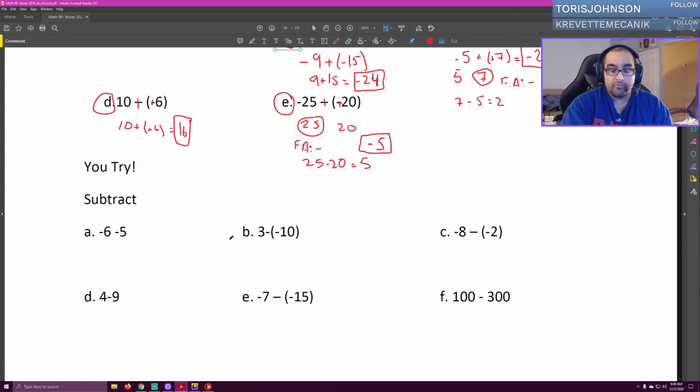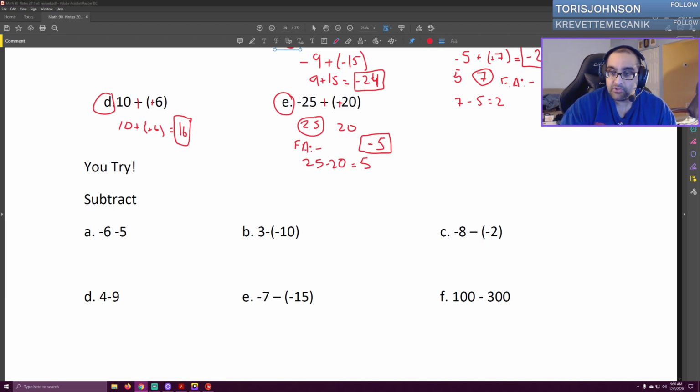All right, well, let's go ahead and try a few more questions here for a little bit more practice. This time, though, I want you guys to go ahead and guide me for this one. So let's take a look at negative 6 minus 5. Before we figure that out, how can I rewrite negative 6 minus 5?